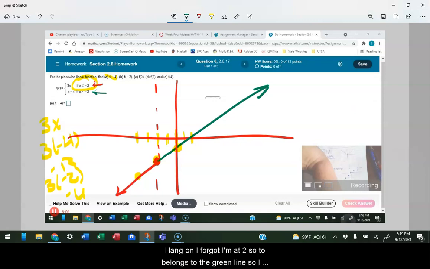Hang on, I forgot. I'm at 2. So 2 belongs to the green line, so I've got x minus 4, but I'm going to do 2 minus 4 is negative 2. Okay, so the point 2 comma negative 2 is on the green line.